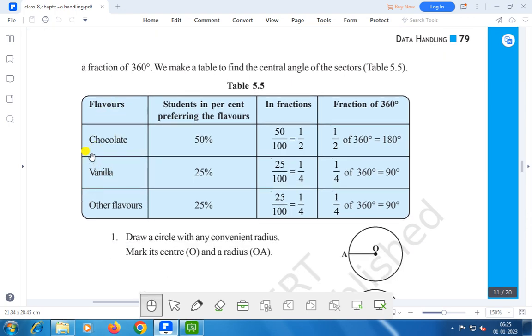That is chocolate flavor. Students in percent preferring the flavor 50%, in fraction 50 by 100 is 1 by 2. Fraction of 360: 1 by 2 of 360, that is 180. Vanilla 25%, 25 by 100, that is 1 by 4. 1 by 4 of 360 is 90 degrees.